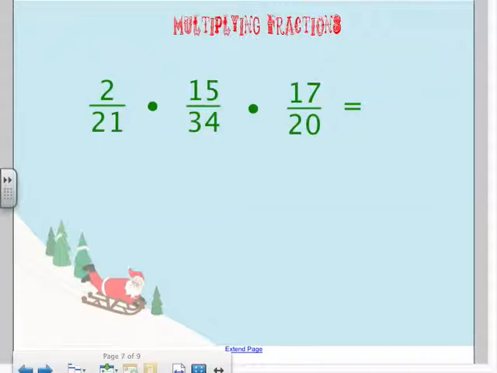So go ahead and pause it, try this one on your own, and then hit play to see if you're right. All right, so we got a lot of simplifying we can do. 2 goes into 34. Becomes 1. Half of 34 is 17.